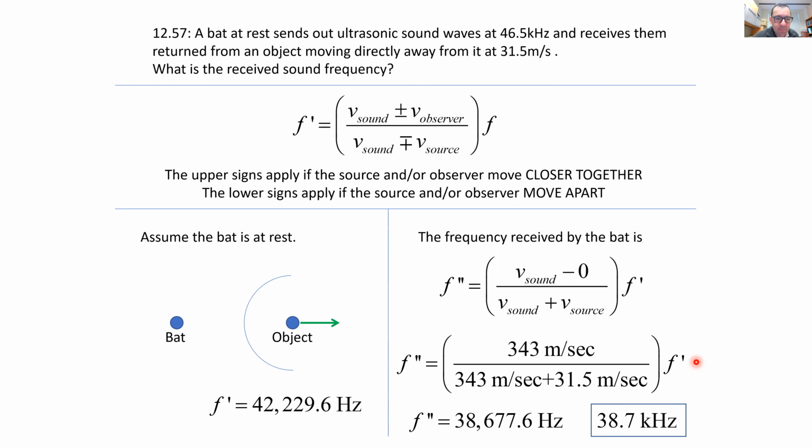Okay, so we had to do 2 Doppler shifts. The bat sends out the sound waves, and the object receives them at a Doppler shifted frequency, but they also reflect off the object at that same frequency. So then we do another Doppler shift because those waves are emitted by the object, which is moving, and then received by the bat. So we had to use the formula twice in this case.